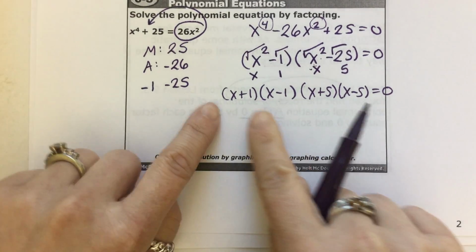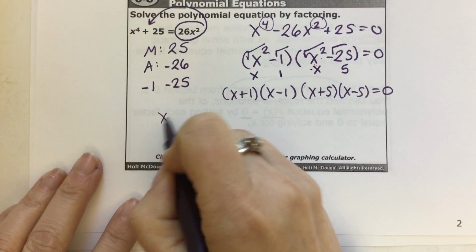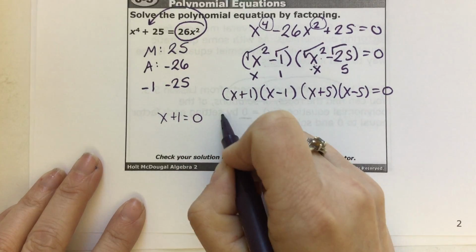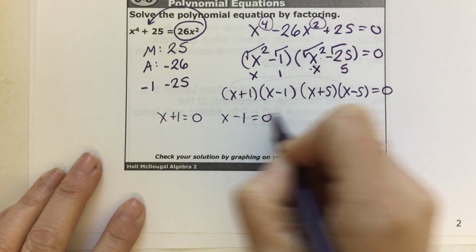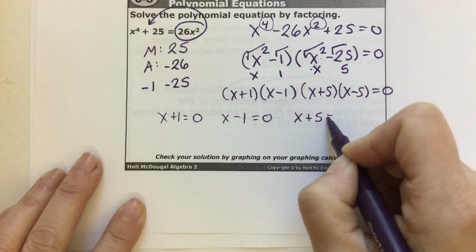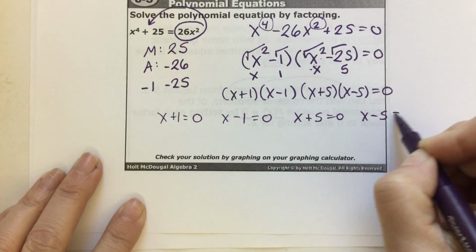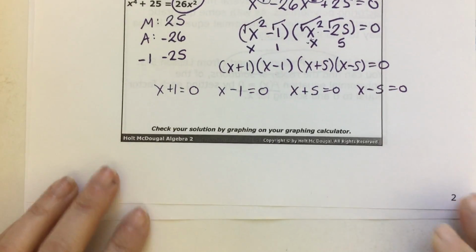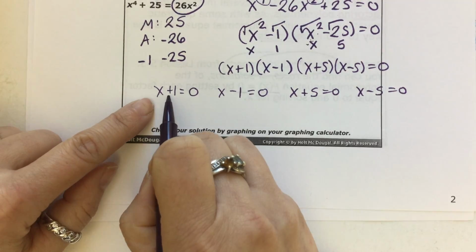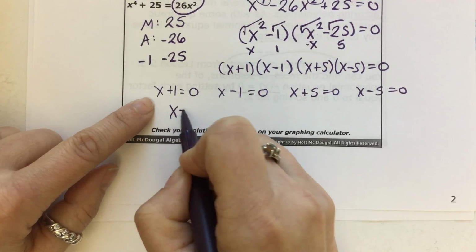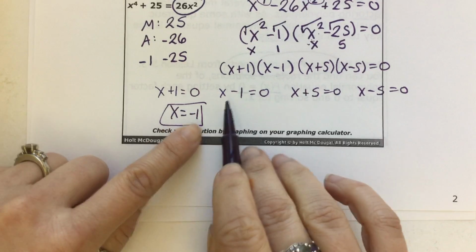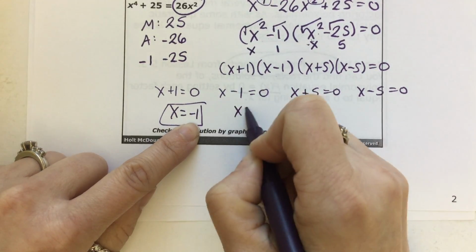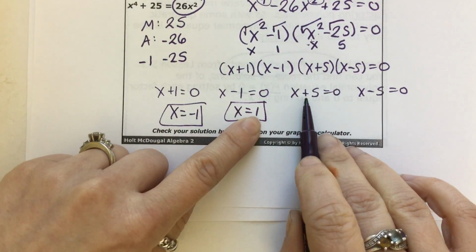Now what I need to do is take each piece separately, set it equal to 0. So x plus 1 equals 0. X minus 1 equals 0. X plus 5 equals 0. X minus 5 equals 0. Last step, solve each equation. So here I would minus 1. 0 minus 1 is negative 1. Here I would add 1. 0 plus 1 is 1. Here I would minus 1.